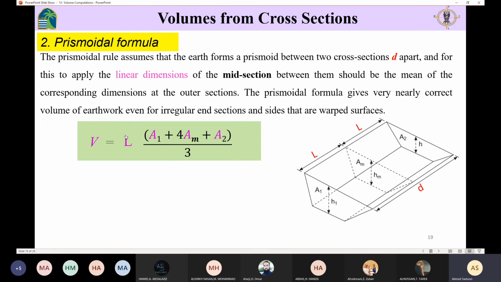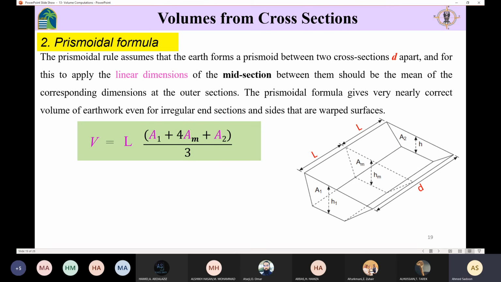After we create the midsection, the volume can be calculated as follows. The volume is going to be L, where L is the distance from the first section to the midsection, or from the midsection to the last section, divided by 3, then multiplied by A1, the first area, plus 4AM, where AM is the mean area we discussed how to determine, plus A2, the area here.